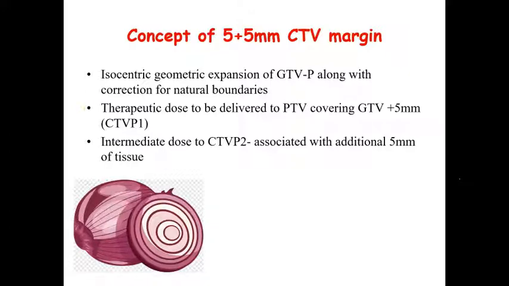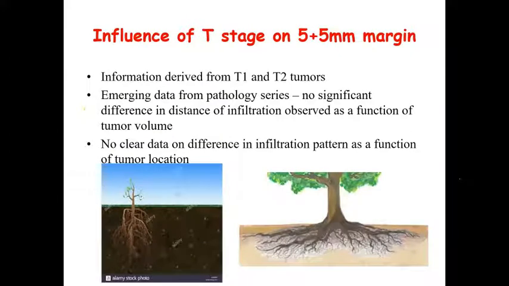5 mm. Beyond this, another rim could be created, and that talks about the additional 5 mm that need to be concentrically or isotropically added on. That forms the intermediate risk, and that becomes what is known as the CTV P2. This is these kind of 5 plus 5: 5 for the high risk region and 5 for the intermediate risk region.